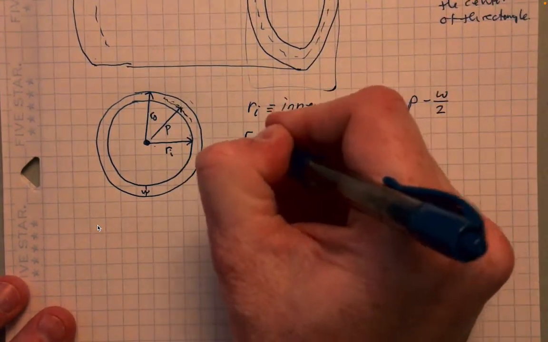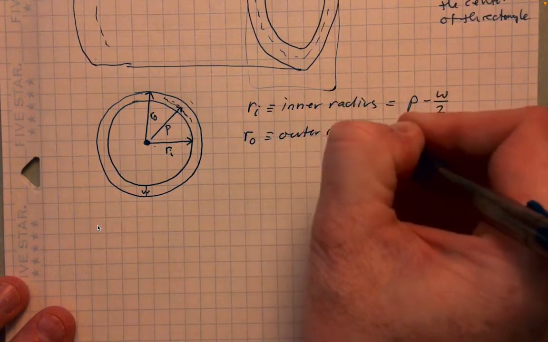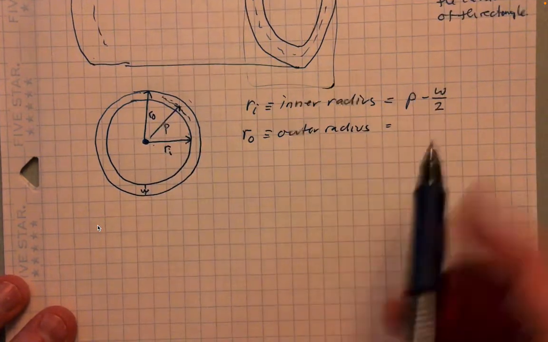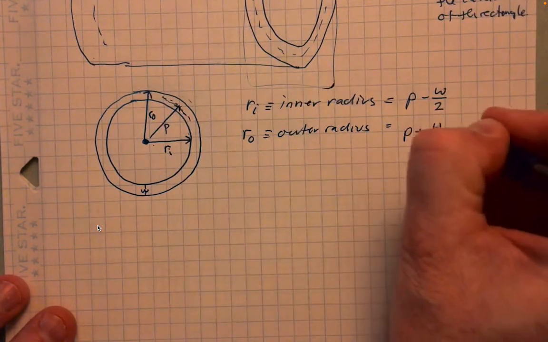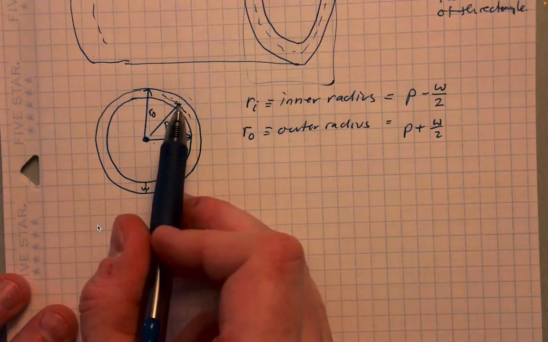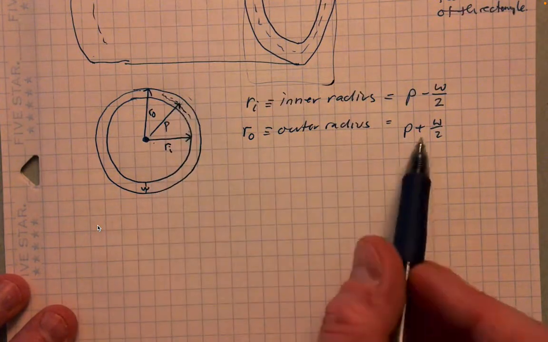And then R_O, that's going to be the outer radius. That's equal to P plus W over 2, isn't it? Right, P is from the center to the center of the rectangle, but we need to go a little bit further. We need to go half the width of the rectangle. So that's the plus W over 2.